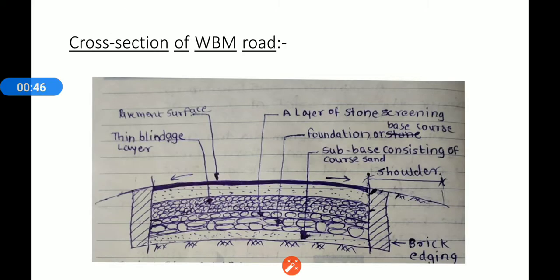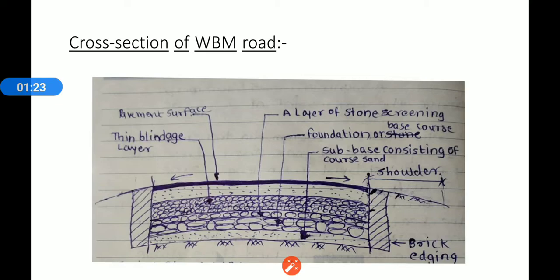This is the cross section of WBM road. Friends, see this. The uppermost part is the pavement surface, and it is made up of bitumen. The road surface is provided a small curve, called a camber. This curve is provided to drain off rainwater. Below that, there is a thin blinding layer. Below that, there is a layer of stone screening, and it is made up of aggregate.